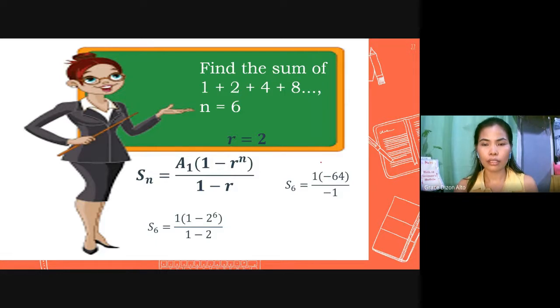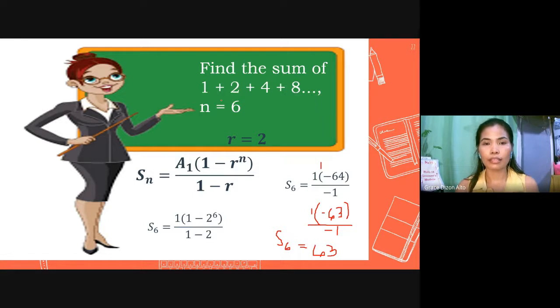So that is 1 here. So 1 minus 64, that is 1 times negative 63, all over negative 1. So negative 63 over negative 1 is positive 63. All right, so S sub 6 now is equal to 63.